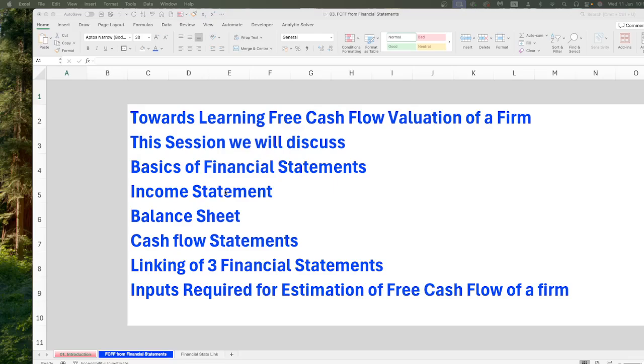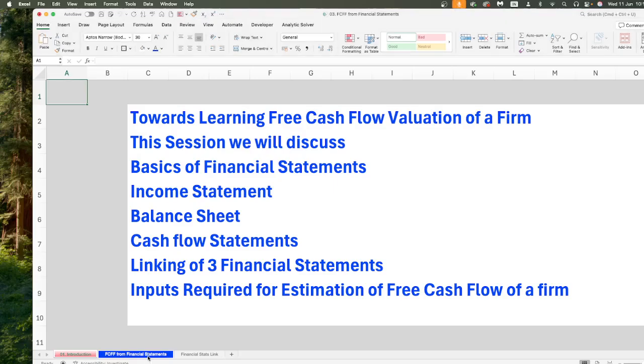This is Ravichandran. This is part two of the lecture series on DCF valuation. So this is a path towards the free cash flow valuation of a firm. This session will discuss the basics of the three financial statements, namely income statement, balance sheet, and the cash flow statements, and how these three statements are linked. So how we can use these three statements to get inputs for estimation of a free cash flow.